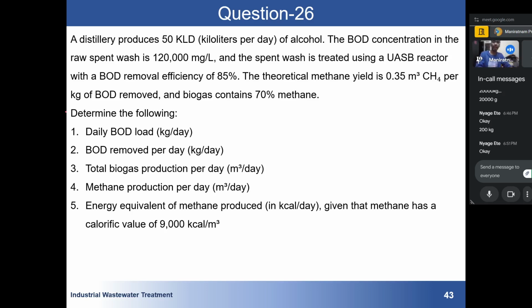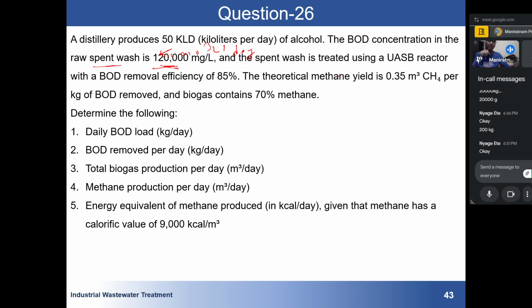From here you will have a better idea. Okay now, so again, this much, 50 kiloliter, that is 50 into 10 to the power 3 liter per day of alcohol is produced. The BOD concentration of the raw spent wash is this much. Spent wash is our wastewater.